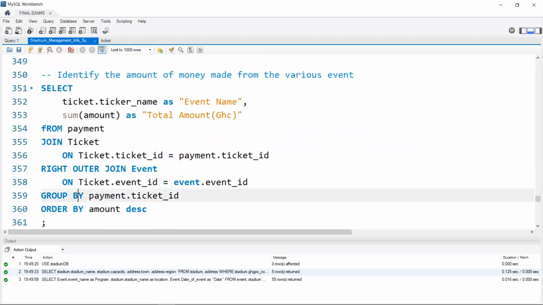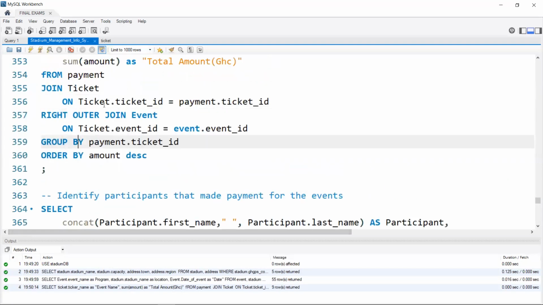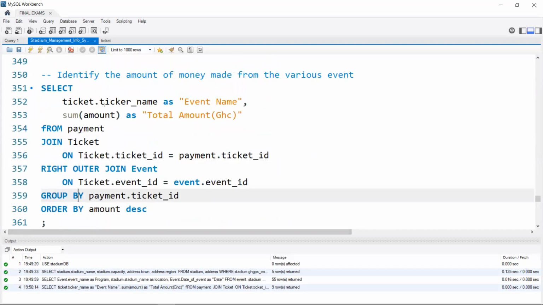Then we have that it's identifying the amount of money that they made from the various events. Again, accountability is key for us here. So for the various events that took place, this is the money that they made, with the highest being the Ghana Premier League. That is impressive. And then we have the Vodafone Ticket Awards. They raised a lot of money from it. So we use the right join and the inner join together to form this.